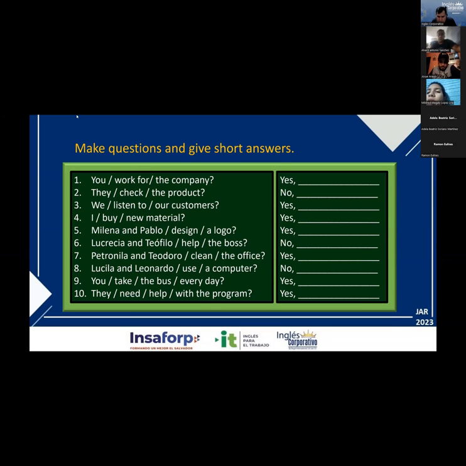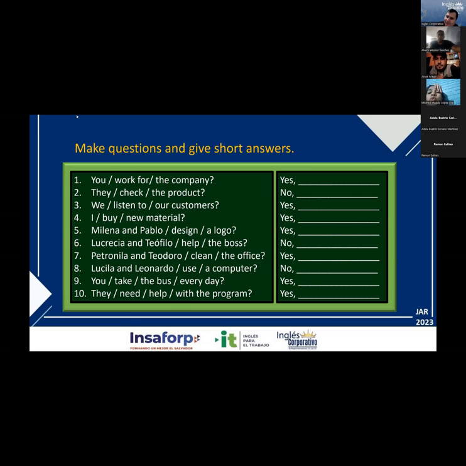Do Lucila and Leonardo use a computer? So we need to add yes or no, and the auxiliary. No, it would be no, they doesn't, right? No, they don't. Only he, she, it uses doesn't. He doesn't, she doesn't, it doesn't. All of the others, don't.